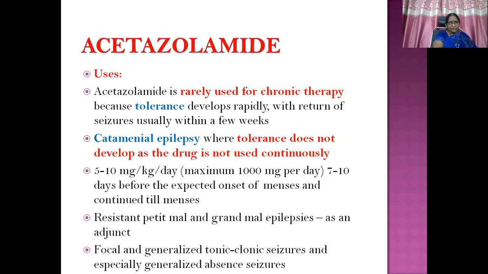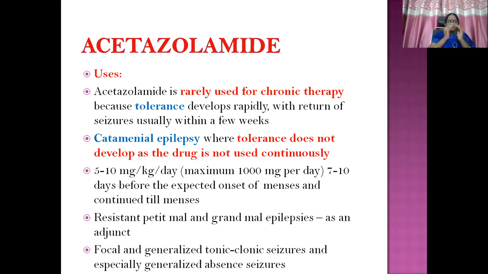Users rarely use it for chronic therapy because of tolerance development when used for a long period of time, with return of seizures usually within a few weeks. So because of the tolerance, the patient may manifest the epileptic symptoms again. Because of this tolerance, it is not used for chronic therapy, but it can be used for a short period of time, that is in case of catamenial epilepsy. Catamenial epilepsy means epileptic seizures happening during the period of menstruation.